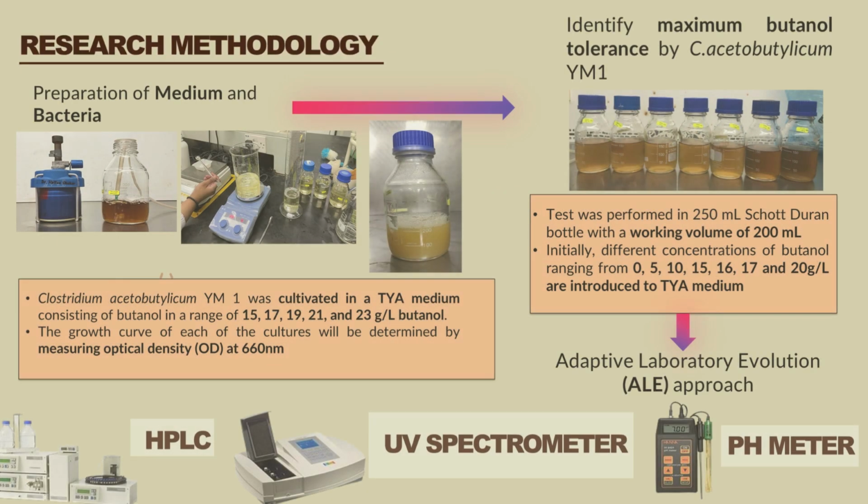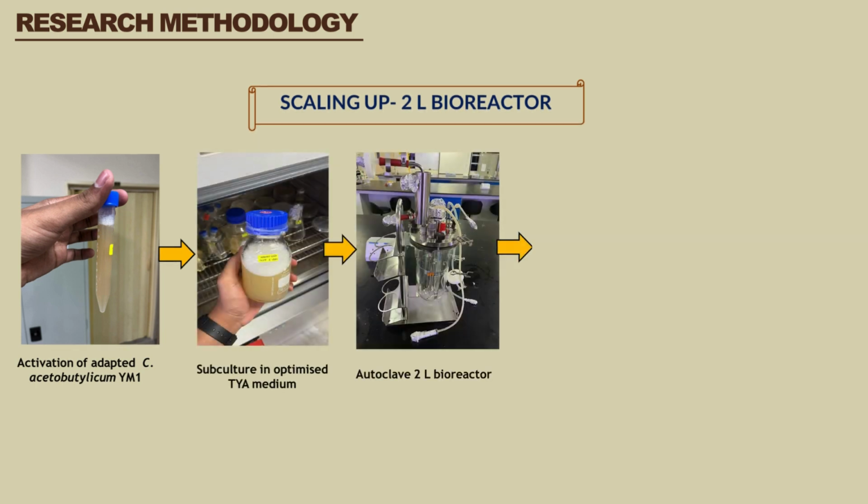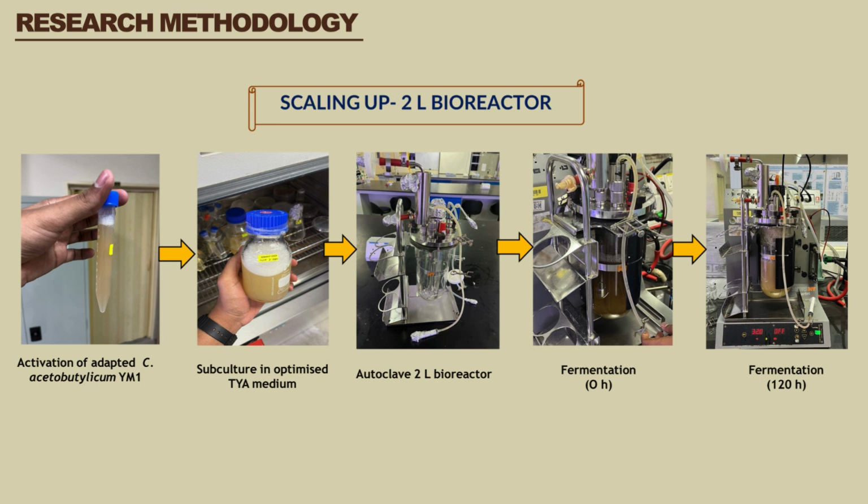Next, we will briefly discuss our methodology. We start the adaptation with 15 gram per liter because we found that this is the inhibitory butanol concentration for our strain. Once the strain has acquired the strength to sustain that particular concentration, we move up to the next concentration. This is continued until the strain reaches its limit. Then, once the best adapted strain was produced, it was scaled up in a 2-liter bioreactor using optimized TYA medium to assess its feasibility for industrial application.